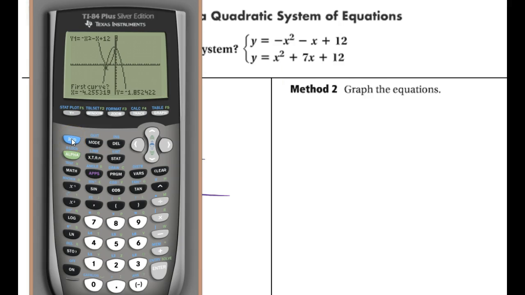To get the other point, we're going to go back to Second Calc and use the same feature, intersect. And now you just need to arrow over so that you are closer to the other intersection point. Press enter, and then it automatically jumps up to the other curve. Press enter one more time, and it gives us the other intersection point of -4, 0.